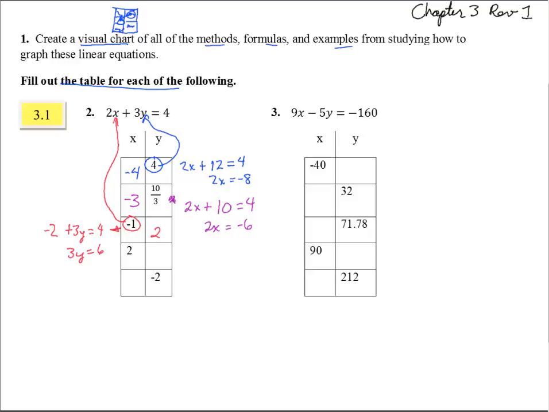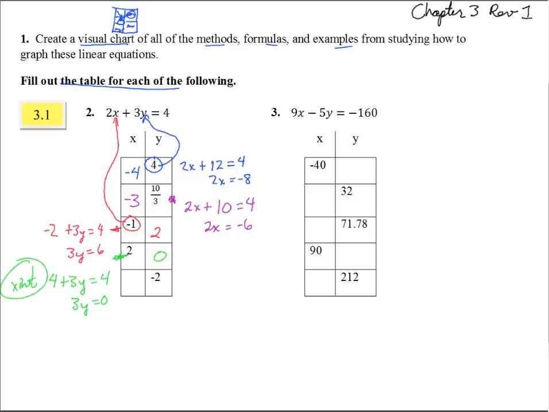The next one. So let's stick a 2 in for x and we get 4 plus 3y equals 4. Subtract the 4 and we get 3y equals 0. We get y equals 0. Hey look, we just inadvertently found where y is 0. That's the x-intercept right there. Make a note of that.